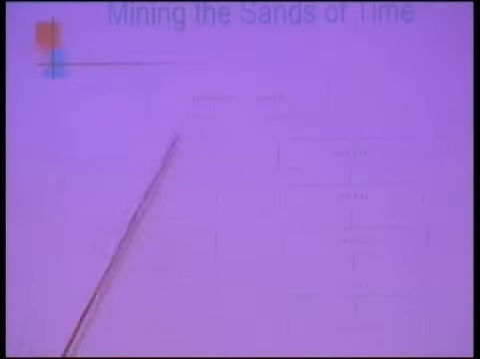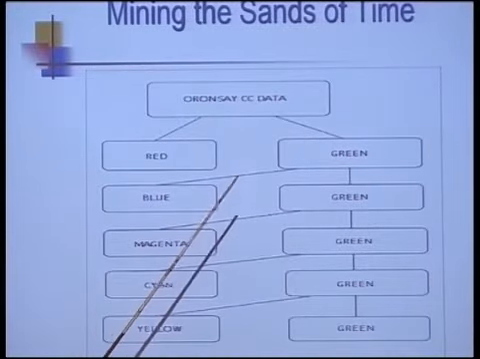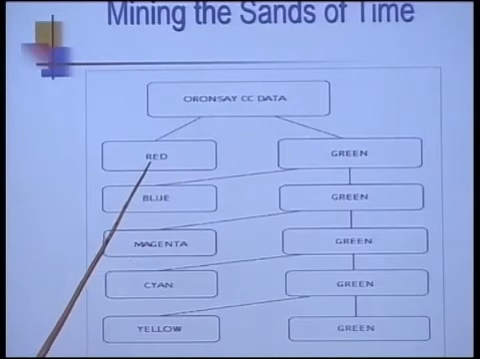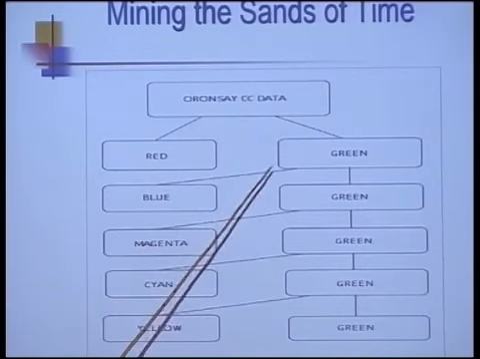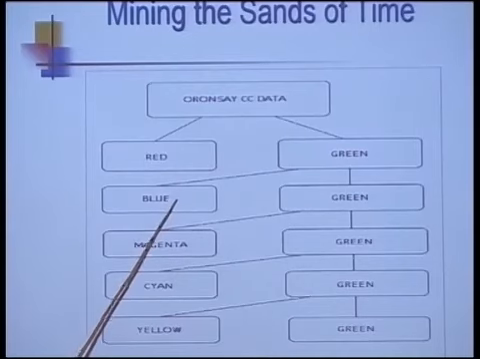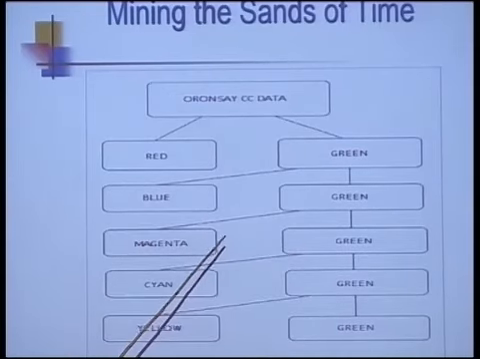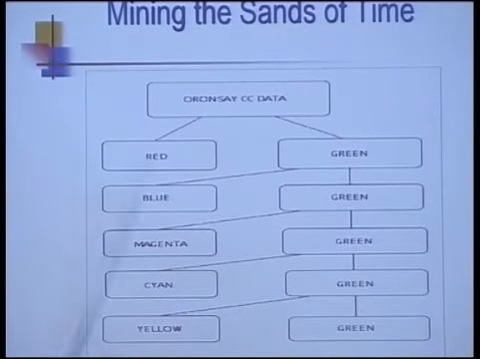We took the original CC data. We filtered out the red ones. We left everything else green. We did a grand tour. We filtered out some ones we colored blue. The rest were left green. We did magenta, cyan, and so on, until we had red, blue, magenta, cyan, yellow, and green clusters.